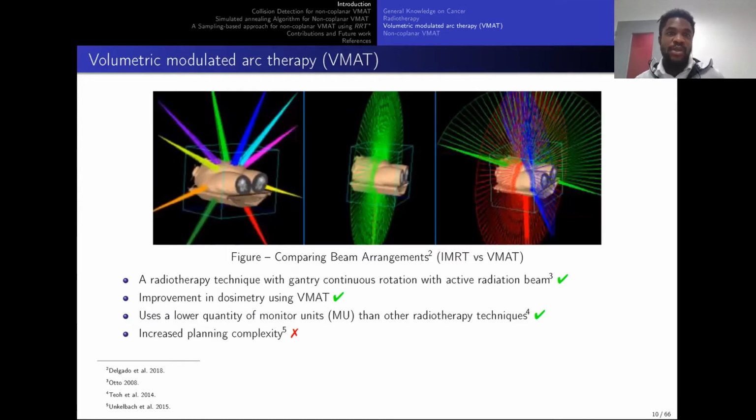Volumetric modulated arc therapy, VMAT, is one of the modalities for delivering radiation. It's a treatment delivery technique for radiotherapy.